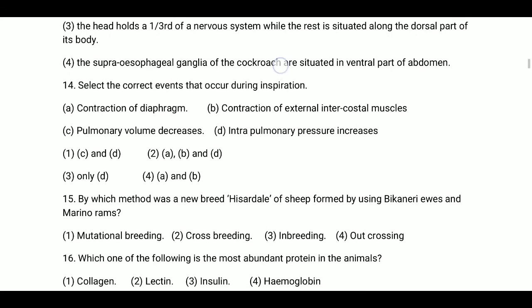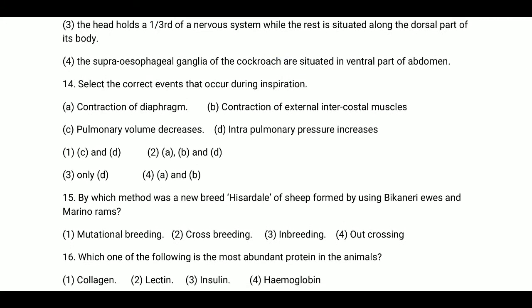Then select the correct events that occur during the inspiration. During inhalation process, what is the correct statement that you have to identify? Contraction of diaphragm, contraction of external intercostal muscle, pulmonary volume decreases, intrapulmonary pressure increases. So these are the options.